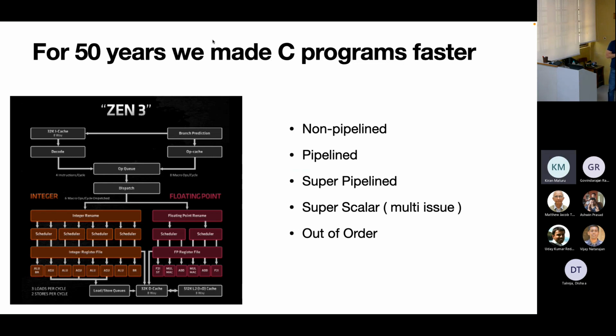Like I said, over the last 40 years, we went from non-pipeline computers to pipeline, to super pipeline, to superscalar, to out-of-order execution. And we went from thousands of gates to hundreds of millions of gates. And probably sped up the processor about 25 times.